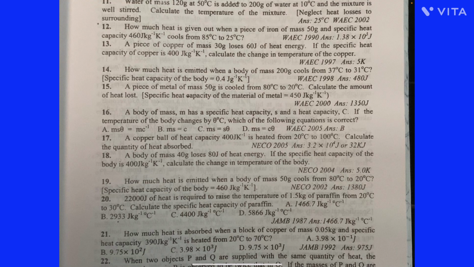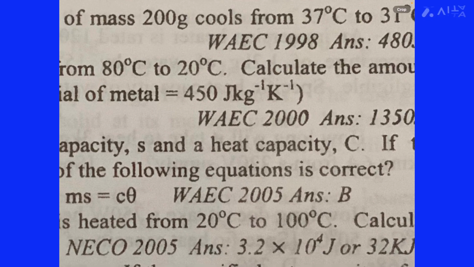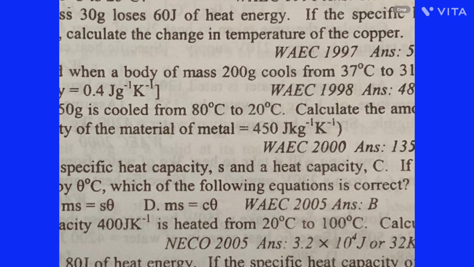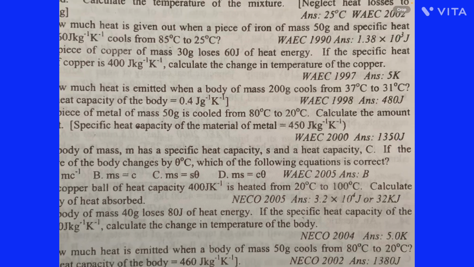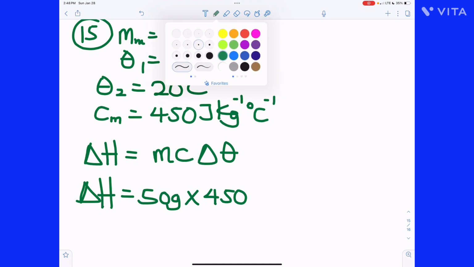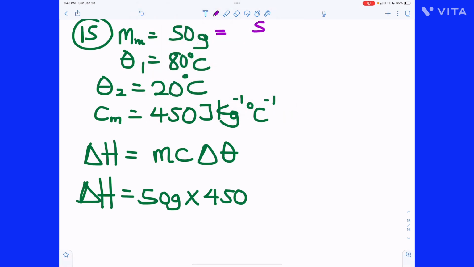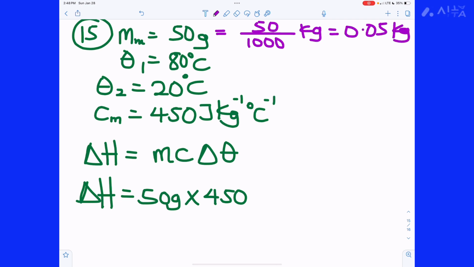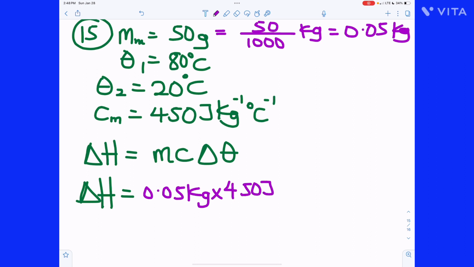Okay, I think we are missing something here. 450 is in joules per kilogram per Kelvin, but the mass of the metal is in grams. So those are not uniform. I have to change my mass to kilograms. 50 over 1000 will change it to kilograms for me, and my mass is 0.05 kg. That's what I can use with 450 joules per kilogram per Kelvin. So I will change it to 0.05 kilogram times 450 joules per kilogram per degree Celsius.